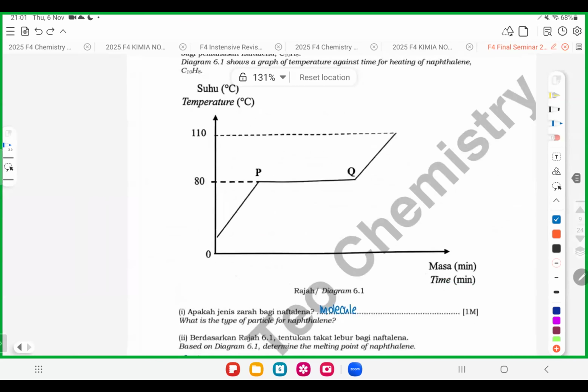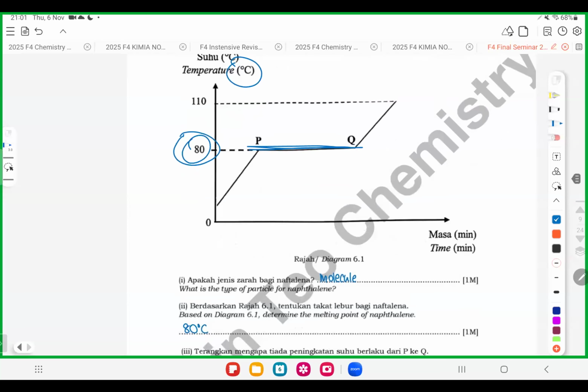Based on the diagram, can you figure out the melting point of naphthalene? Always remember, guys, melting, boiling, condensation, all these things only happen on the horizontal line. So what is the melting point? 80. If you write 80, no mark, because the unit is important, everyone. As a science student, unit is important. You must write 80 degrees Celsius. Trust me, quite a lot of people only write 80. They didn't write degrees Celsius at all, so you don't get any marks for that.